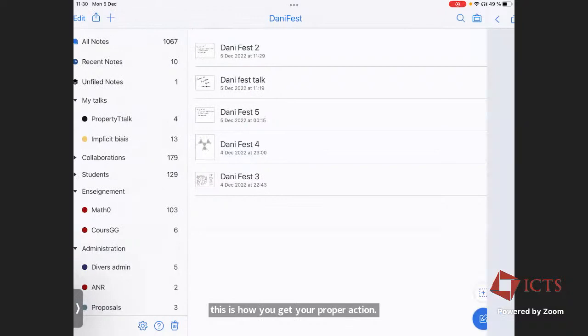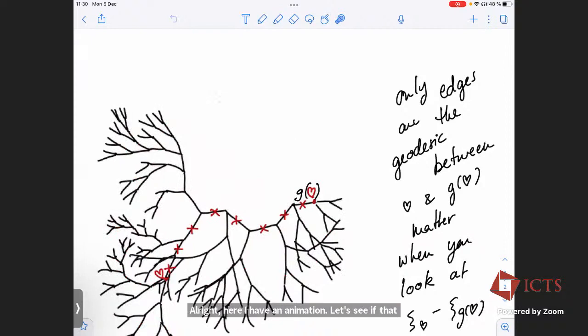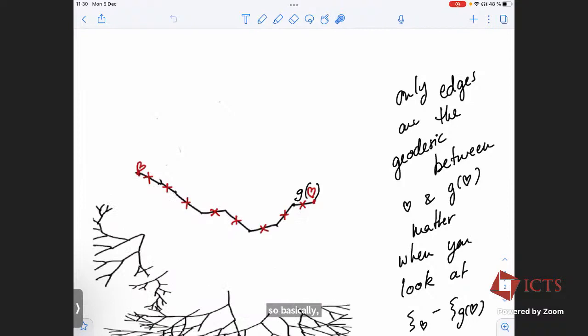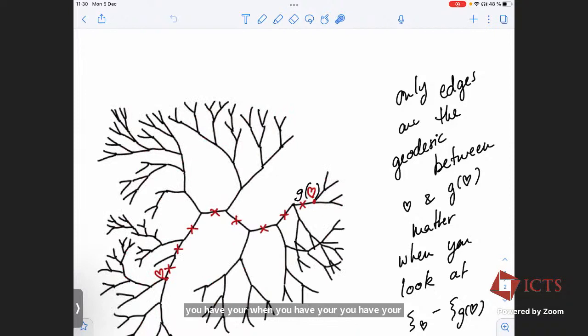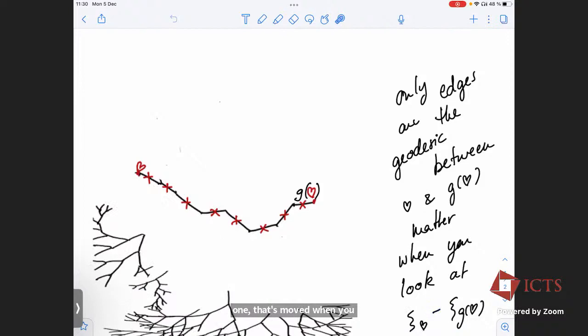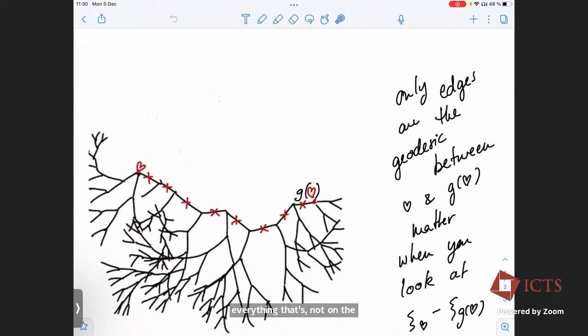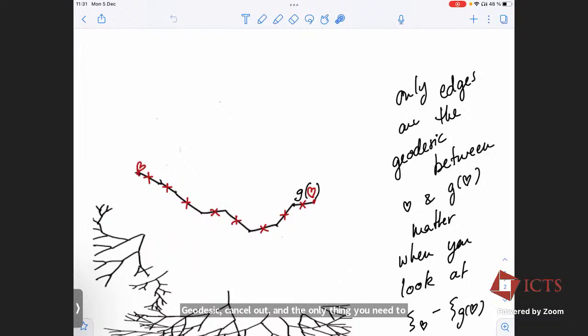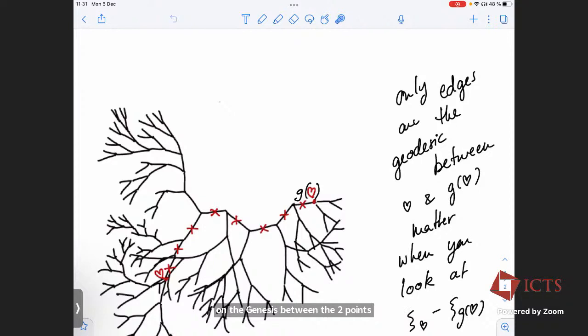All right. Here I have an animation. Let's see if that works. Okay, yeah, I think that works. So basically, this animation is telling you that when you have your base point map minus the one that's moved, when you subtract, everything that's not on the geodesic cancels out, and the only thing you need to know is really this geodesic, what's happened on the geodesic between the two points. Okay, so it means that if you kind of hold your tree with your two hands, you can forget about everything else.